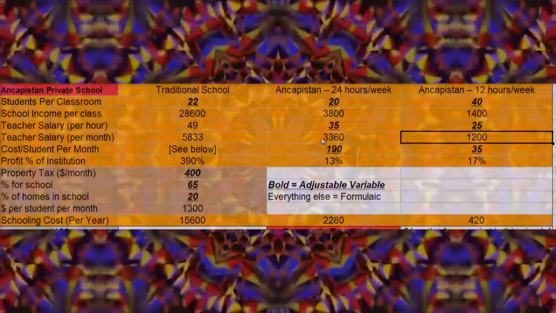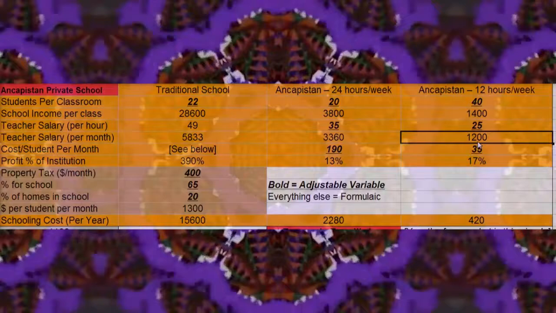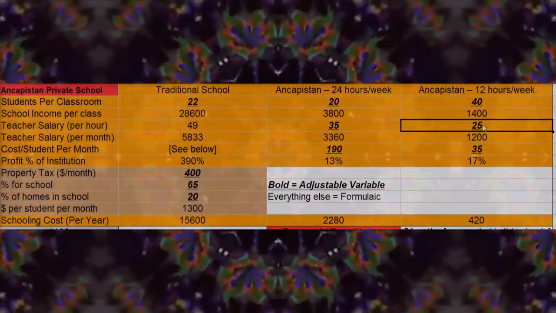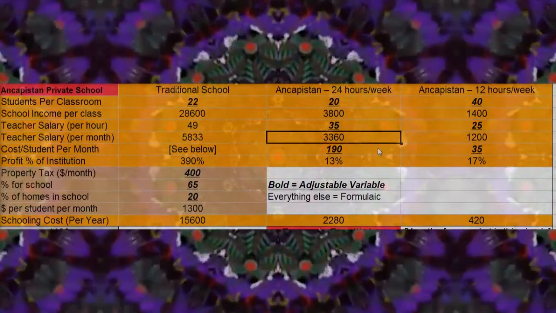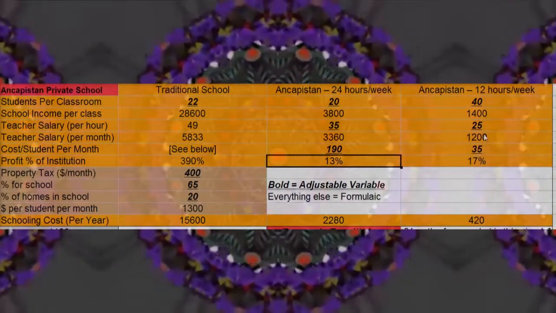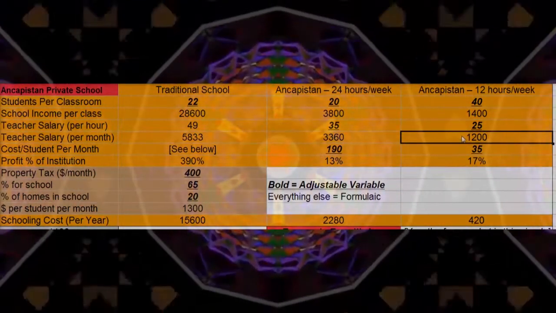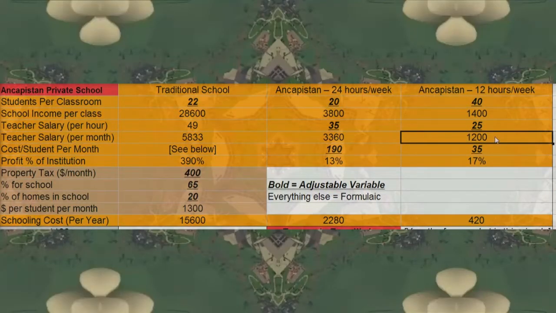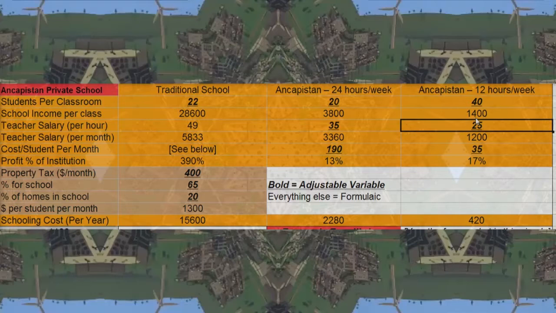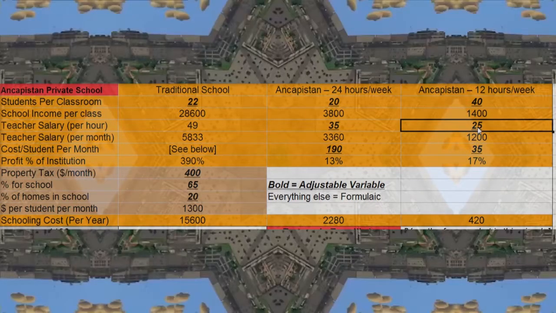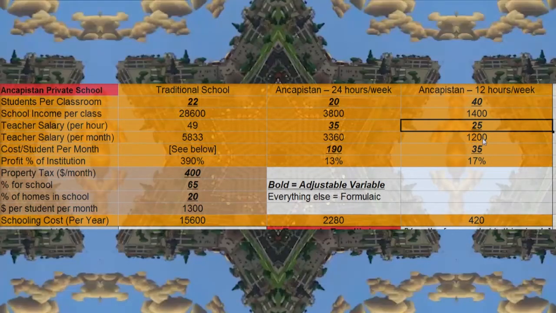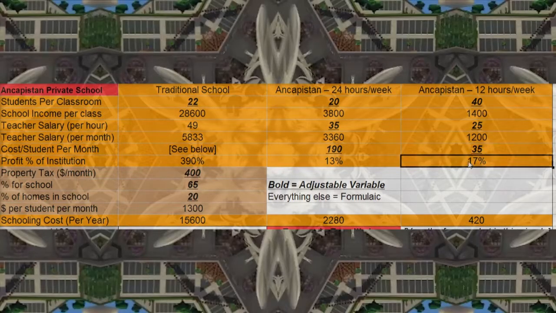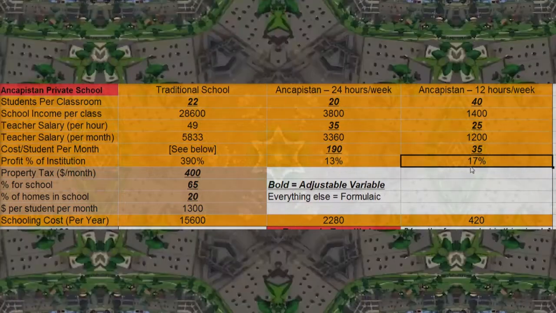You have your total teacher salary per month, $1,200, which is a lot of money in Ancapistan, let's be honest. You could even lower these numbers and lower these prices, and the equilibrium will actually work out because the teachers' expenses are so much lower in Ancapistan that they can be very, very happy and very, very prosperous with a lower wage. Anyway, you have $1,400 and $1,200.